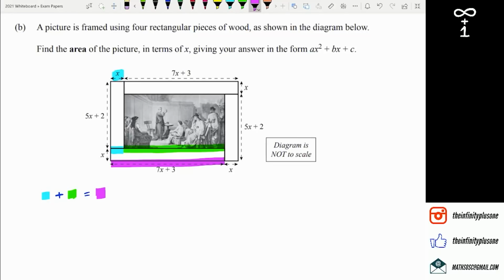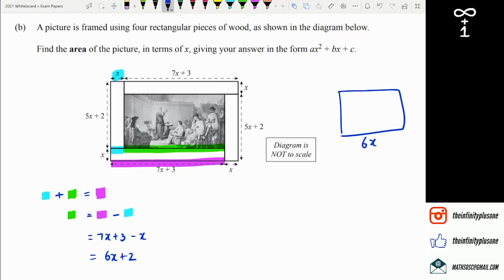So we can say the green part is the same thing as the pink part minus the blue part. In other words, the green part, which is the base of that picture, is going to be 7x plus 3, which is the pink part, minus x. So it's going to be 6x plus 2. That's the base of the picture. So I'm just going to write maybe the picture here. There you go, 6x plus 2.